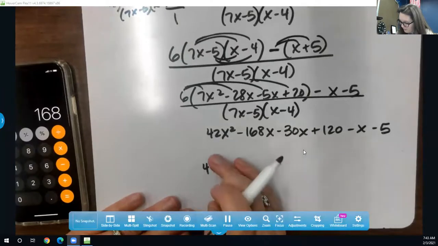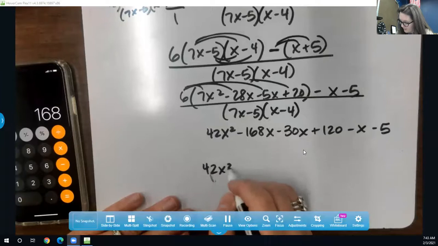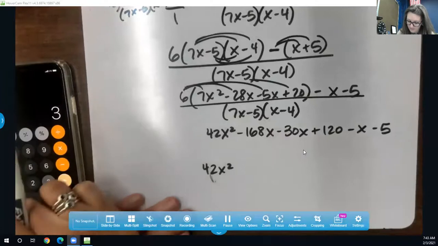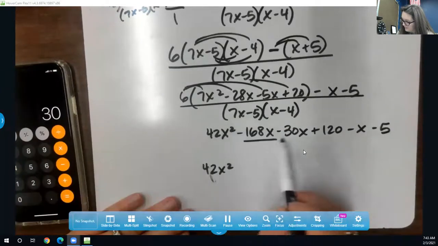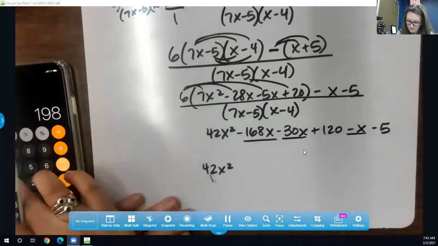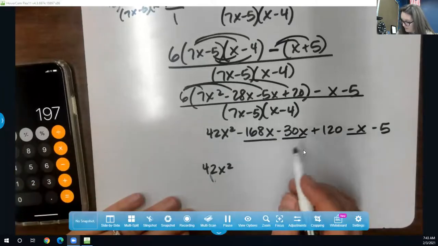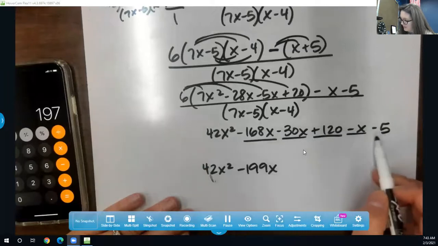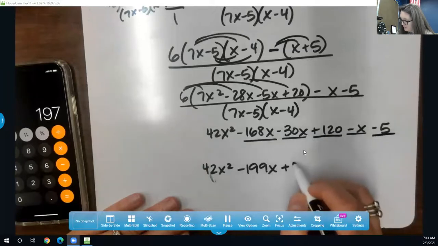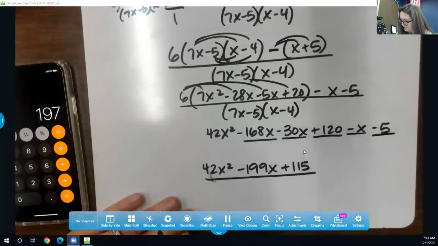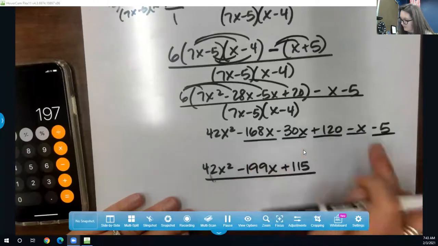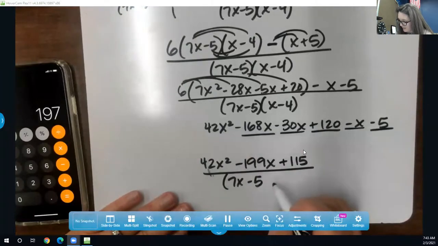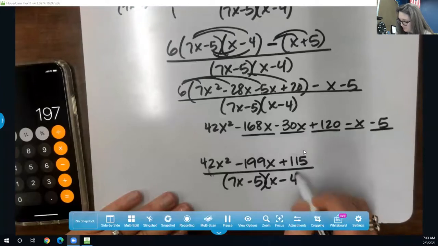We have 42x squared, 168 and 30. Do we have another x? Yeah, minus 1 is 197. Oh, no, 199. Oh, that's gross, isn't it? Yuck. And then 120 and negative 5, that is a positive 115, right? 168, yeah, that's right. I just want to check my math there. 7x minus 5 and x minus 4.